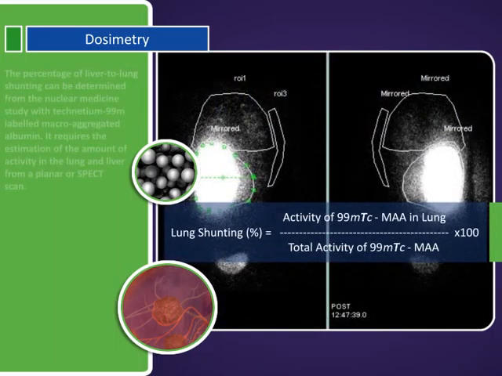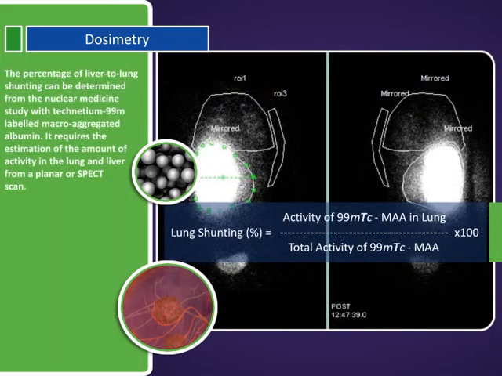The percentage of liver-to-lung shunting can be determined from the nuclear medicine study with technetium-99m labeled macroaggregated albumin. It requires the estimation of the amount of activity in the lung and liver from a planar or SPECT scan.